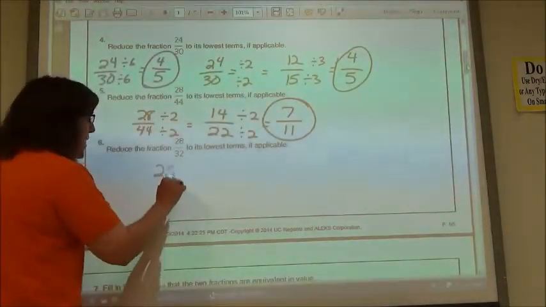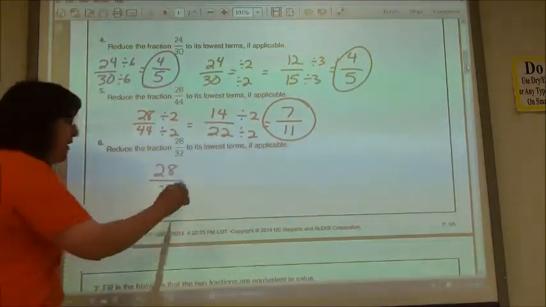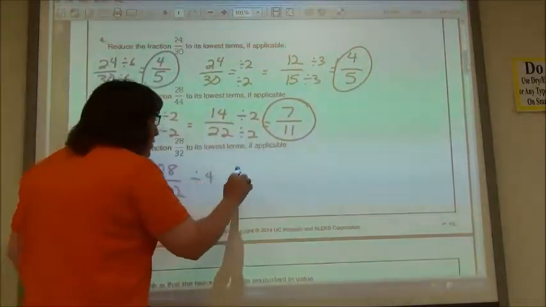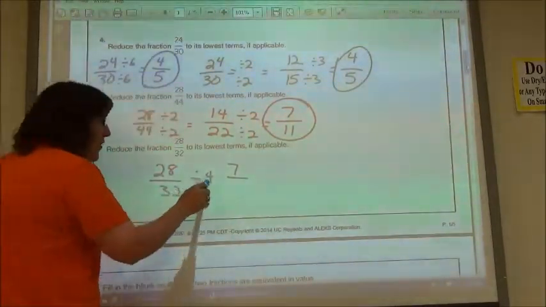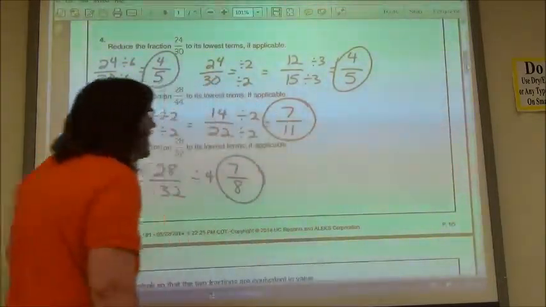So if I have 28 over 32, maybe you recognize right away, oh, I can divide those by 4 instead of just doing 2. 28 divided by 4 is 7. 32 divided by 4 is 8. So 7/8 is going to be my answer.